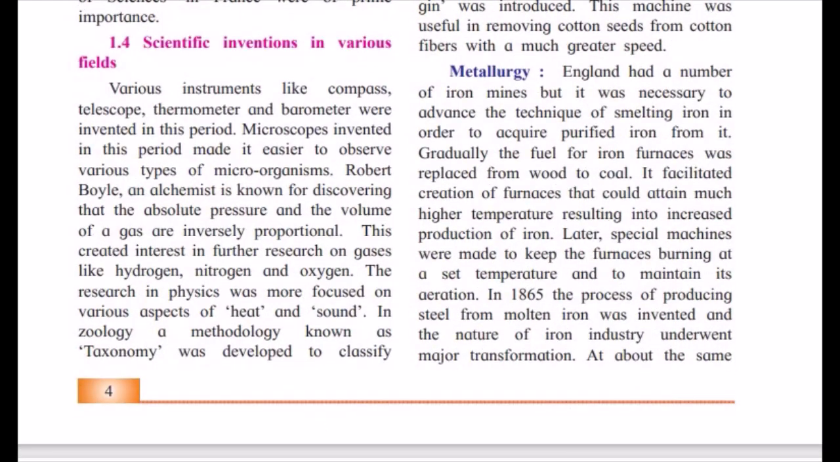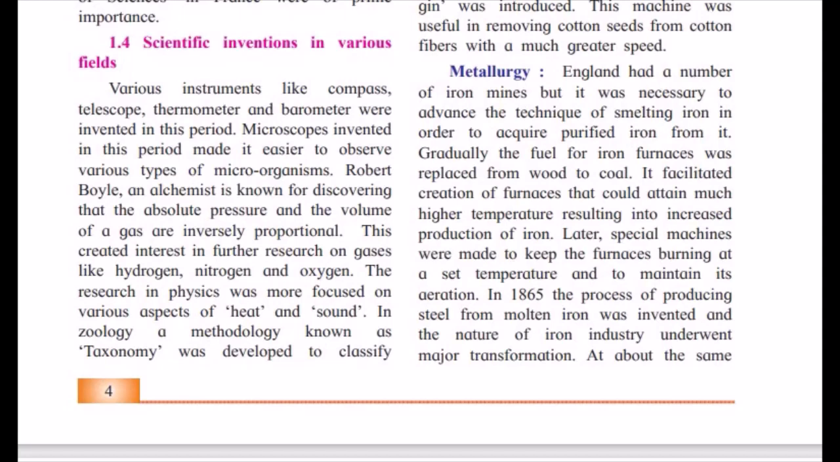Now, what were the various inventions made? Compass, as we all know, telescope, thermometer, barometer. And the most important thing is the microscope, which was invented during this period to observe various types of microorganisms.